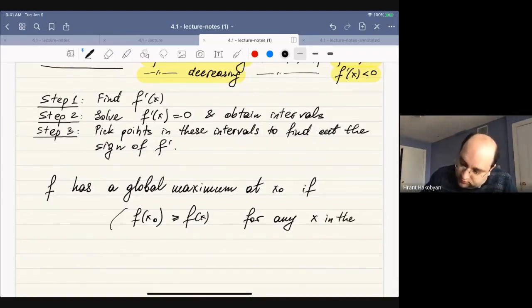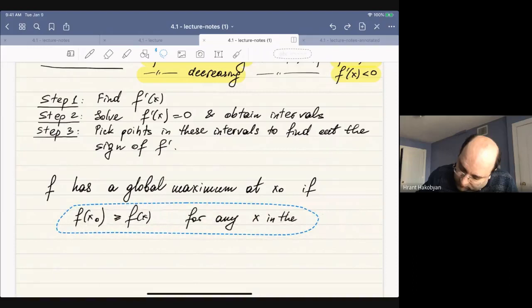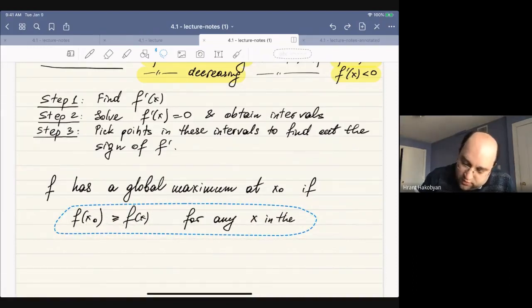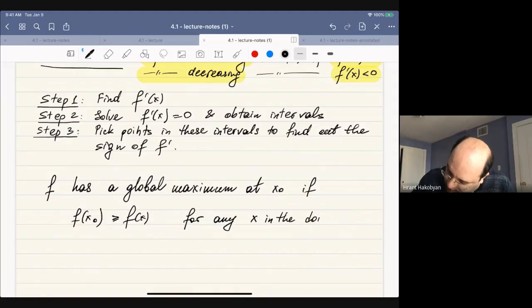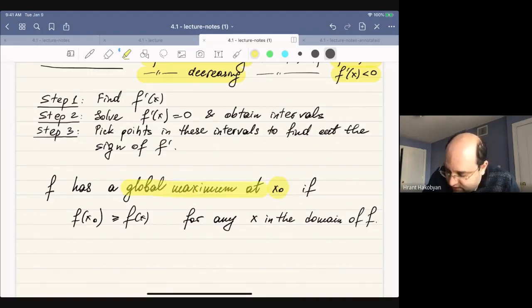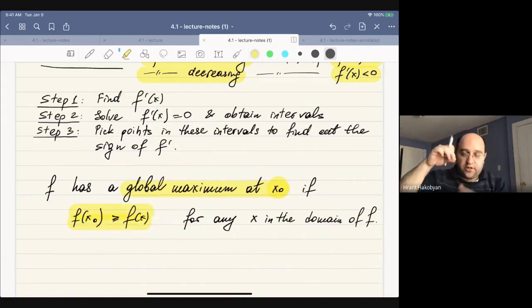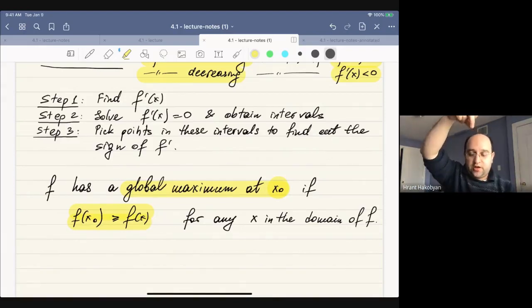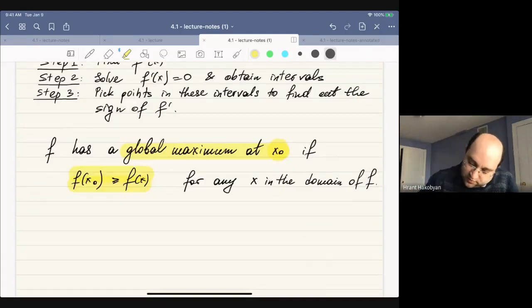Okay, so what does that mean? You find the point, this x naught, right? So f has a global maximum at that point. That means this inequality is satisfied, and that means that at that particular point on the real line, you have the highest corresponding point on the graph.